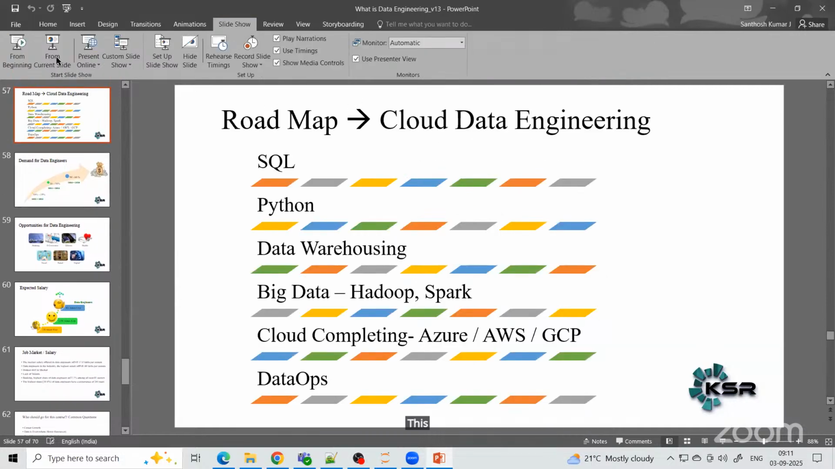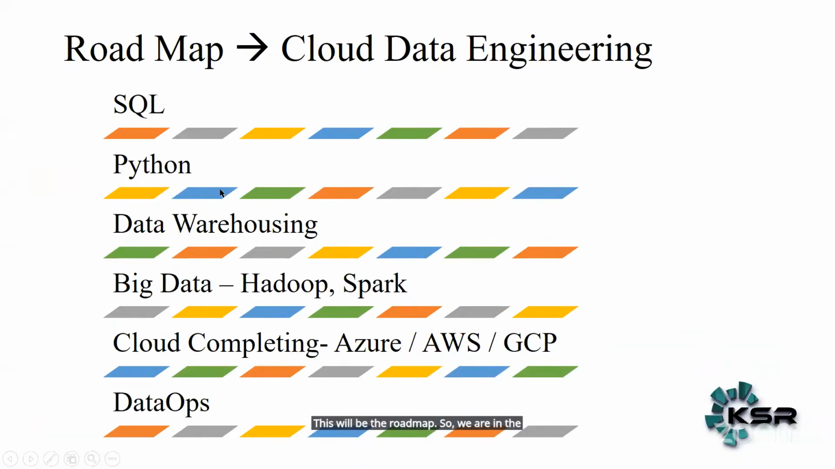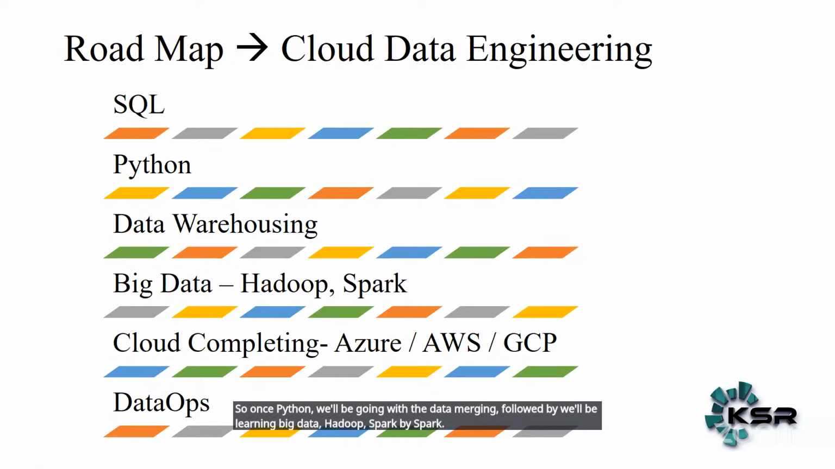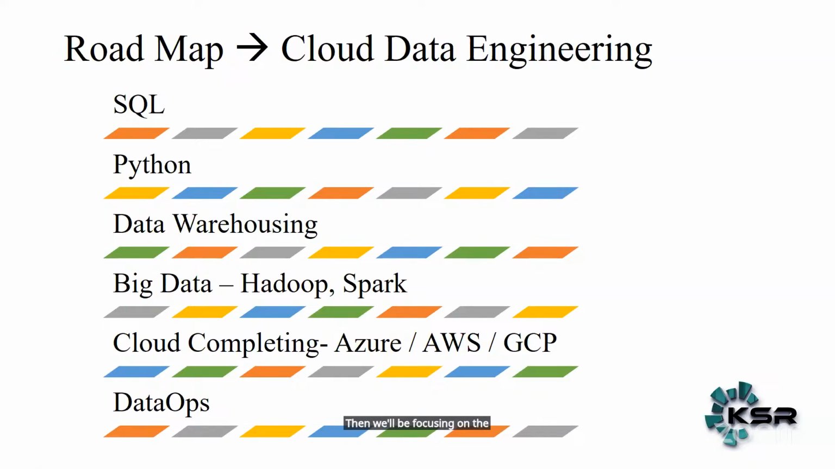This will be the roadmap. So we are in the second phase now. Once Python is done, we'll be going with data warehousing, followed by big data: Hadoop, Spark, PySpark. Then we'll be focusing on the cloud, mainly Azure, followed by a comparison with AWS and GCP, followed by DataOps.